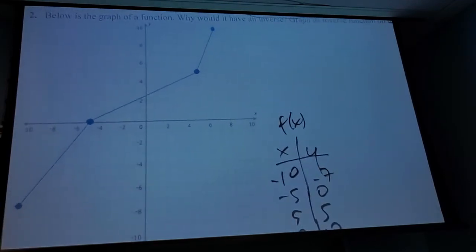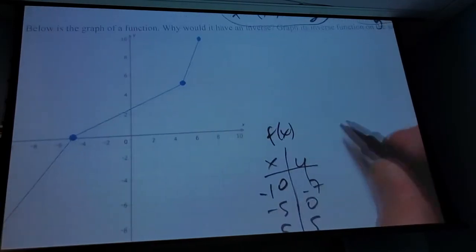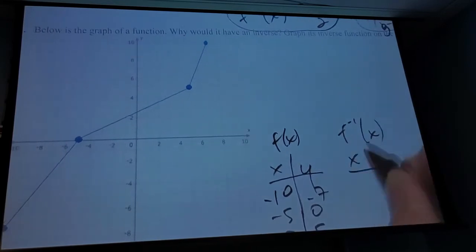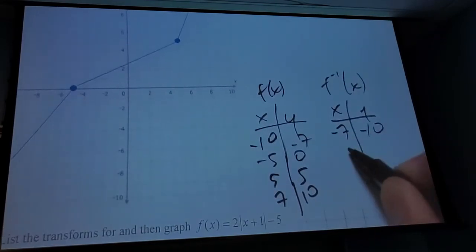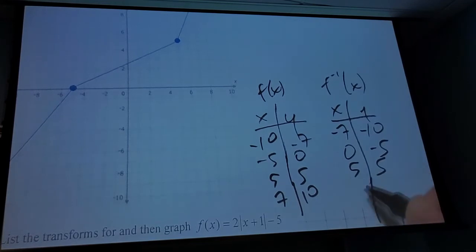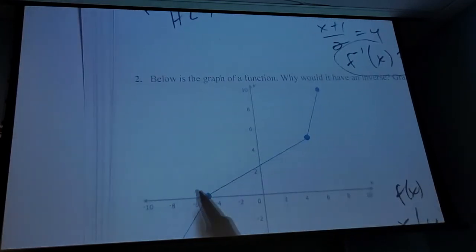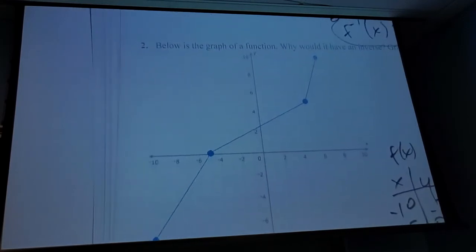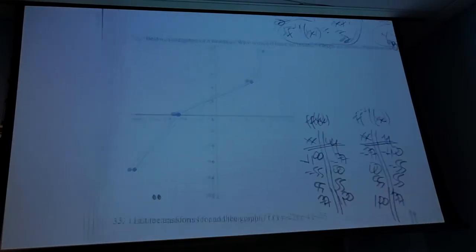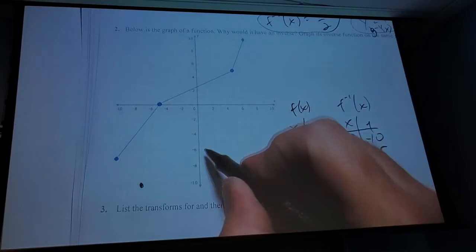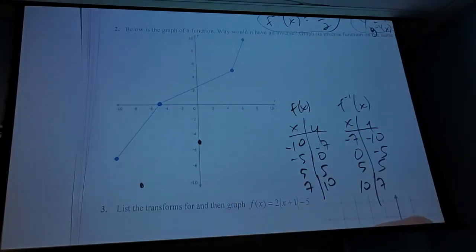Are you guys with me? So just collecting what points are there already. So how do I make a list of all the inverse points? Switch x and y. So the inverse has to go through -7, -10, 0, -5, 5, 5, that was a nice one, 10, 7. Let me zoom out just a little bit. -7, -10, 0, -5, 5, 5, and 10, 7.